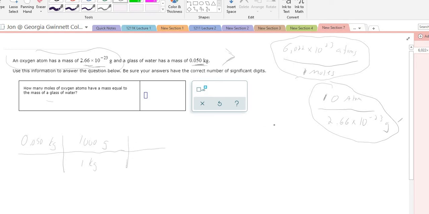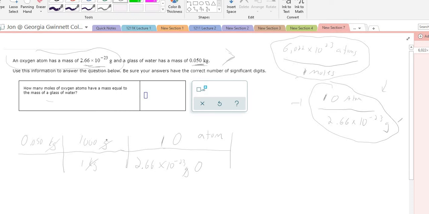Right? Now, I also know that there are 2.66 times 10 to the minus 23rd grams of oxygen in 1 oxygen atom. Right? I just used this conversion factor right here. And why did I put it like that? Because I know that my units have to cancel out.